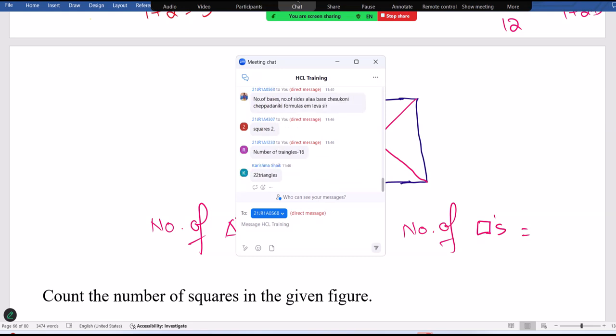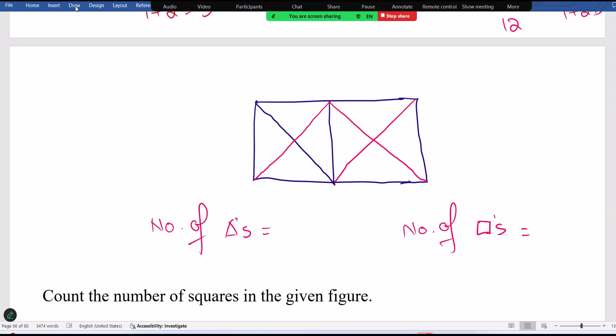One person has given 22 triangles, one said 18, one said 16 triangles and 3 squares, 11 and 2, 18 triangles, 16 triangles and 2 squares. Combined, not even a single candidate has given the correct answer. Separately, okay, combined. Yeah, one person has given the correct answer. Answer is 18 and 3. Good.